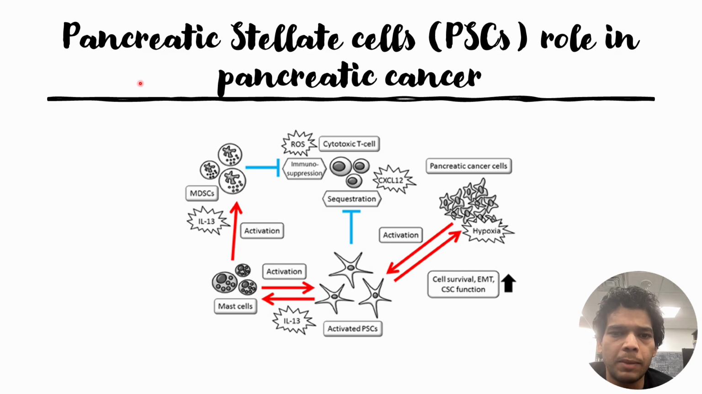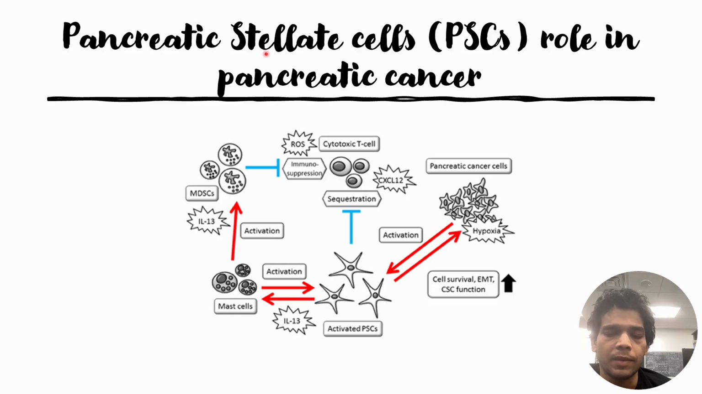Today we will discuss the multifaceted role of pancreatic stellate cells, or PSC, in pancreatic cancer. In general, these pancreatic stellate cells are present in the pancreas and get activated in case of an injury and help in extracellular matrix formation. In normal conditions, they maintain the ECM levels, whereas in injury conditions, they can overproduce the ECM.